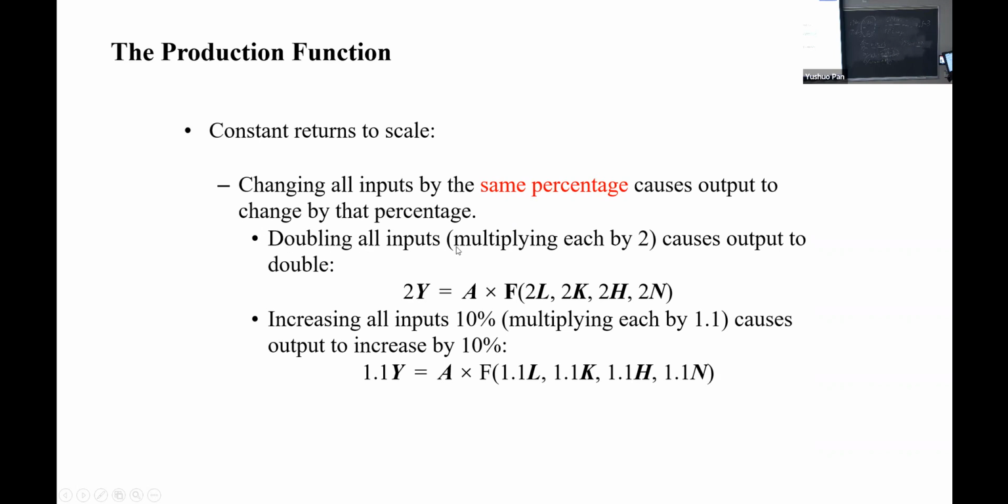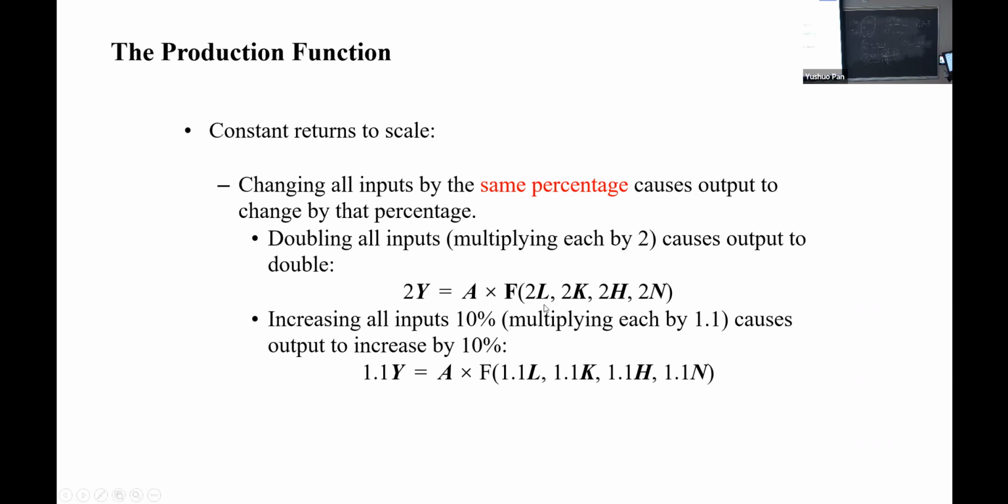If we double all inputs, again, when we talk about inputs, it does not include A. It does not include the technological knowledge. The inputs only include the labor, how many laborers we need to hire, how much capital we need to rent, the human capital, meaning the education level of our laborers, and how many natural resources we need to put in to produce our products. All right. So these four are inputs.